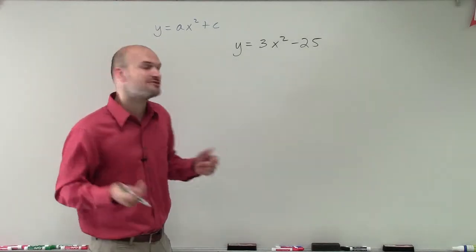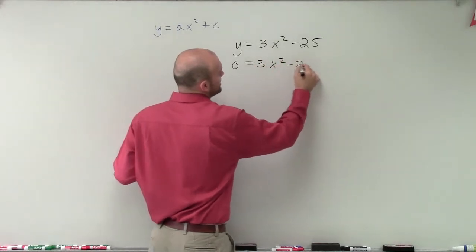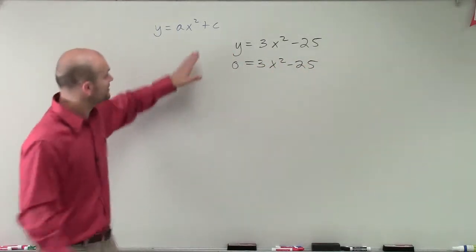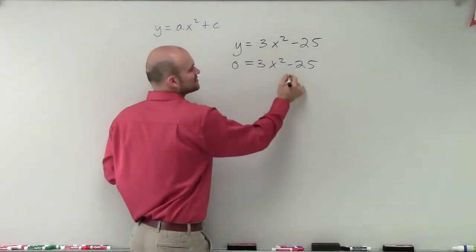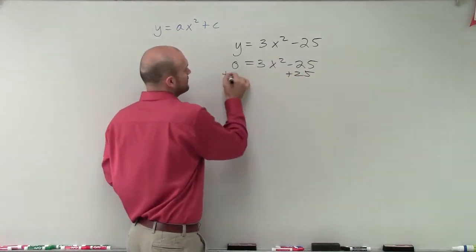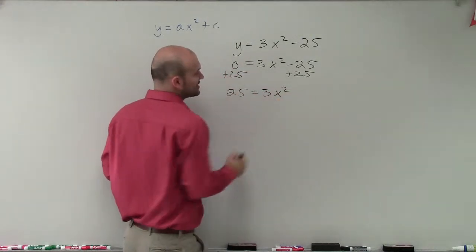However, we can apply the square root method. So I'm going to set this equal to 0. So I have 3x squared minus 25. And the reason why I can apply the square root method is because it's in this format. However, now I'm just going to use my inverse operation. So I'm going to add 25 to both sides. So now I have 25 equals 3x squared.